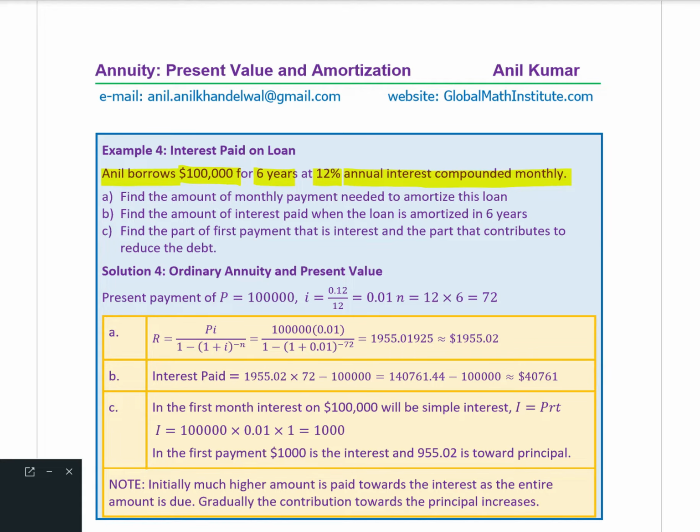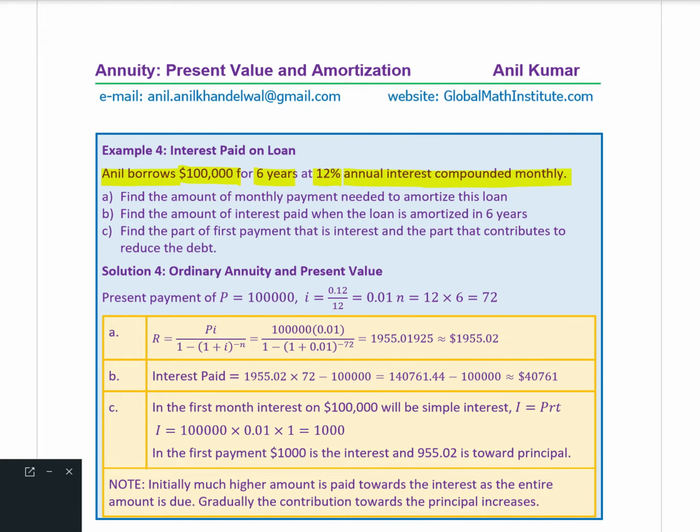12% will be divided by 12. So we'll get 1, right? So 0.01 in decimal equivalent. Now, part A is, find the amount of monthly payment needed to amortize this loan. B, find the amount of interest paid when the loan is amortized in 6 years. C, find the part of first payment that is interest and the part that contributes to reduce the debt.